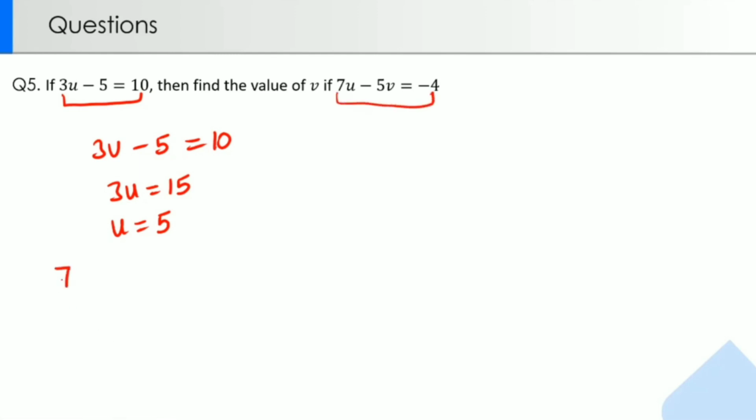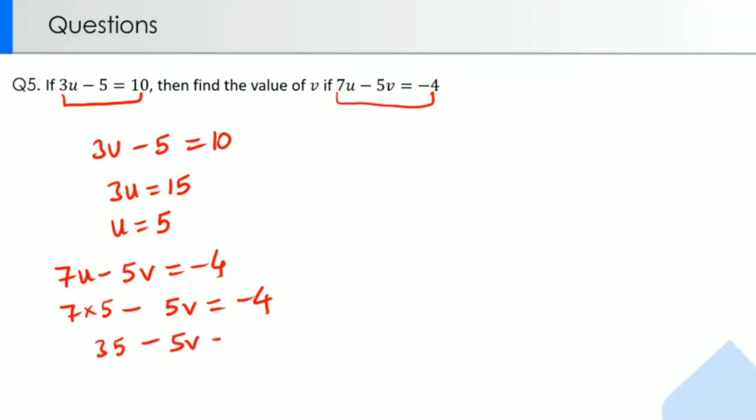So let me write the equation. 7u minus 5v equals minus 4. This is my given equation. So here let us substitute the value of u. So I can write u to be 5. So this is 7 into 5 minus 5v equals minus 4. So this will give me 35 minus 5v equals minus 4.